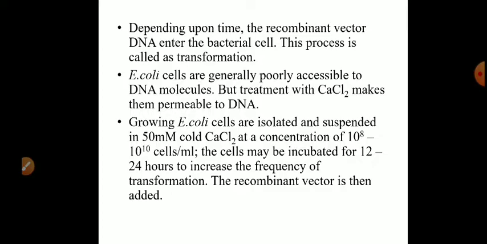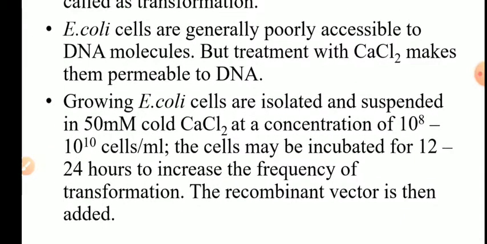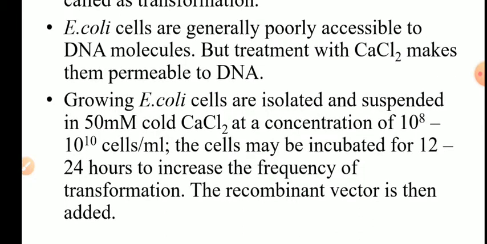E. coli cells are poorly accessible to DNA molecules, but treatment with calcium chloride makes them permeable to DNA. When they become permeable, only then can the recombinant DNA enter inside the cell. How is the treatment given? Growing E. coli cells are isolated and suspended in 50 millimolar cold calcium chloride at a concentration of 10 raised to 8 to 10 raised to 10 cells per ml.